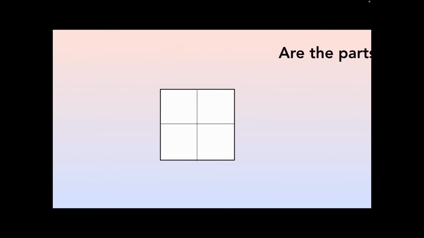So when we have a shape or a whole split into 4 equal parts, each part has got a special name. That special name is a quarter. Each one of those parts is a quarter. We can write it in words like that, or it's best maybe to write it in the form of a fraction. So to write a fraction we need some of them shaded.